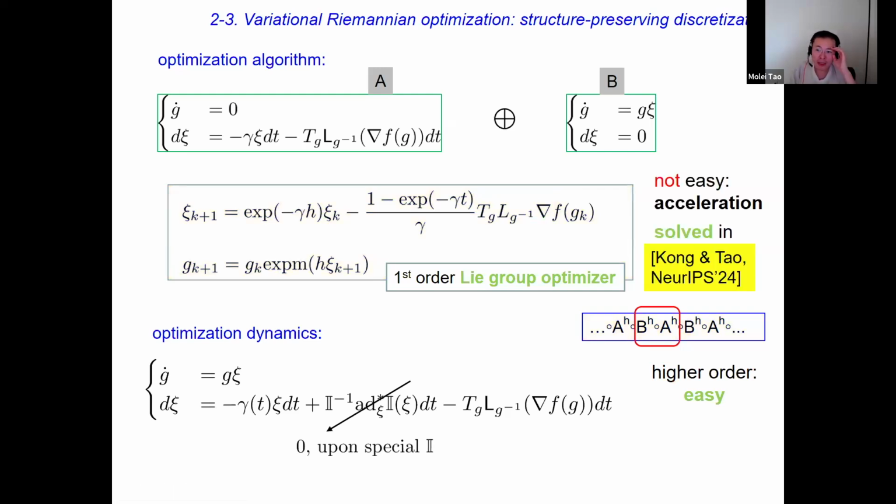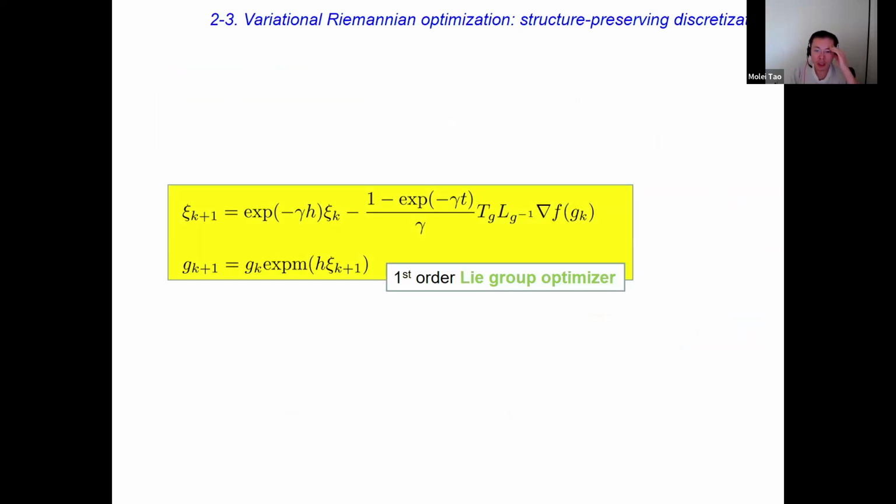What is not easy is acceleration. You remember the goal of introducing momentum is to actually show that to get some accelerated optimization. But this problem is actually solved in a recent paper by my student Lin Kai and me. I will not talk about it too much.